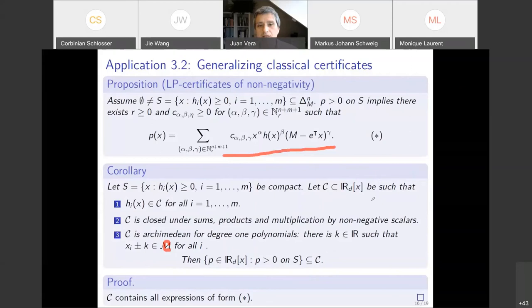May I ask a question? Yeah, of course. So if it's Archimedean for degree one polynomials, isn't it then Archimedean for all polynomials? I mean, because it's closed under sums and products. Yes. So because of two, it will also be Archimedean. But the point is, we wanted to write it in this way because you only need to test for degree one. Yes, okay. In the original version, we put Archimedean, but that sounded too strong. But it's equivalent because we have two. Yeah, okay, thank you.